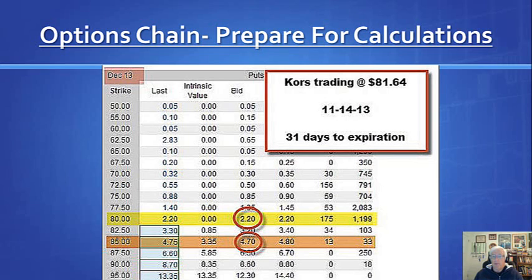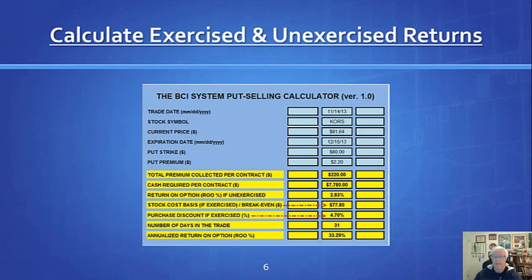Here's a sample options chain for Coors. You can see at the time Coors was trading at 81.64, so we had a look at the out-of-the-money $80 strike price, which generated a bid of $2.20, and the 85 in-the-money strike price, which generated a bid of $4.70. This information is gleaned from any options chain.